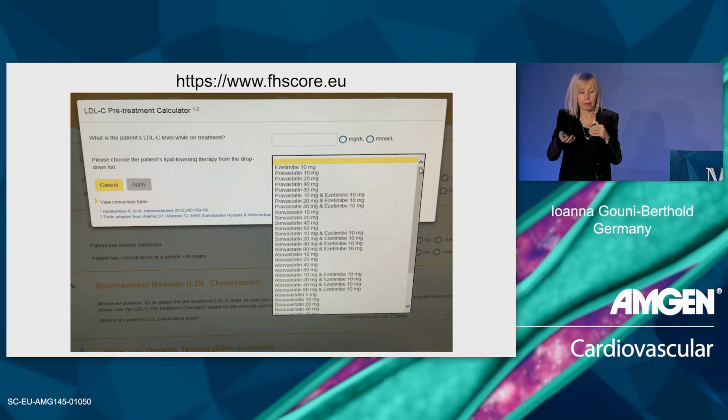pre-treatment LDL. So what I do is I put the LDL that my patient has coming in, and then you choose, oh, but he has this value while on atorva 40 plus ezetimibe. And then you get the value. And it's amazing what the difference is between the number that a patient comes in with versus what I see when I do a calculation of the real, without treatment, LDL.